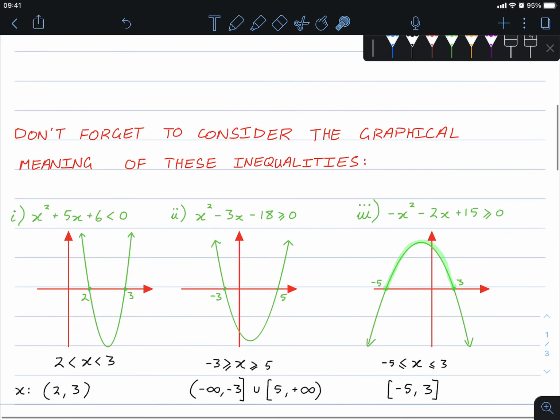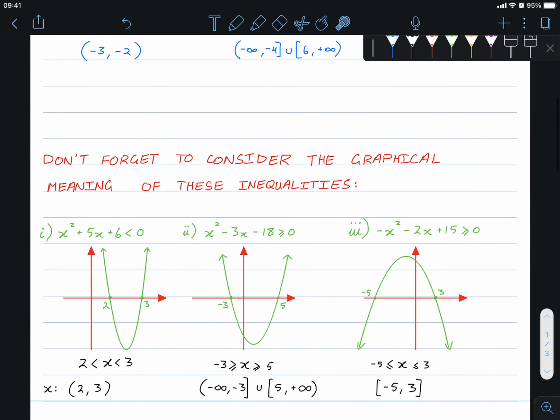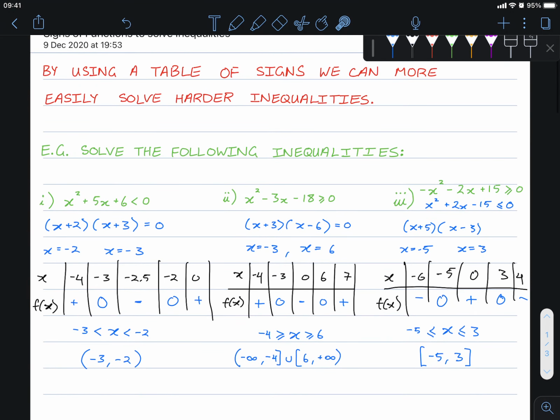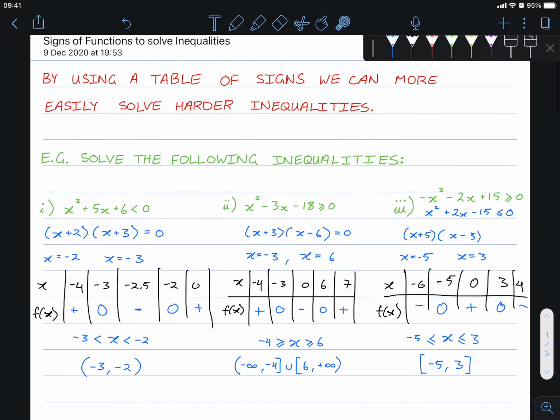So I hope that gave you an insight into using the table of signs to solve harder inequalities, and gave you more insight into interpreting graphs and what they might look like.